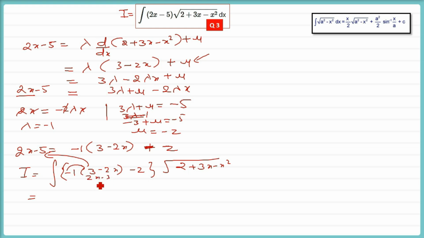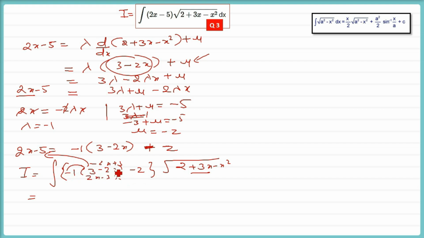Now if you multiply this negative inside, negative 1, you will get 2x minus 3. But this will not be the differentiation of 2 plus 3x minus x square. Actually, it has to be 3 minus 2x only, until you keep this negative 1 outside. You won't get the proper result. That is why whatever result you get, you have to keep it exactly like that.